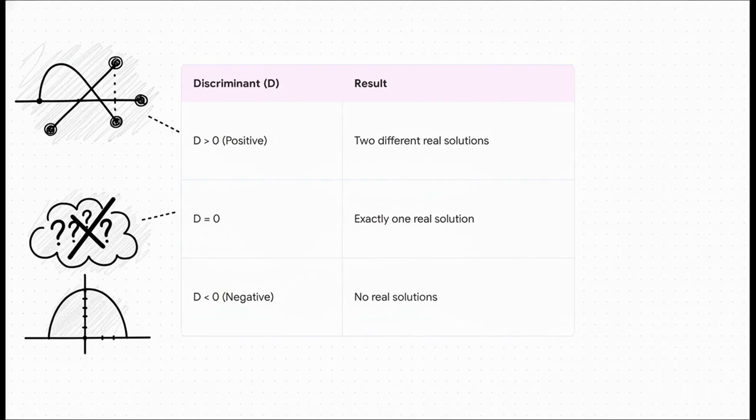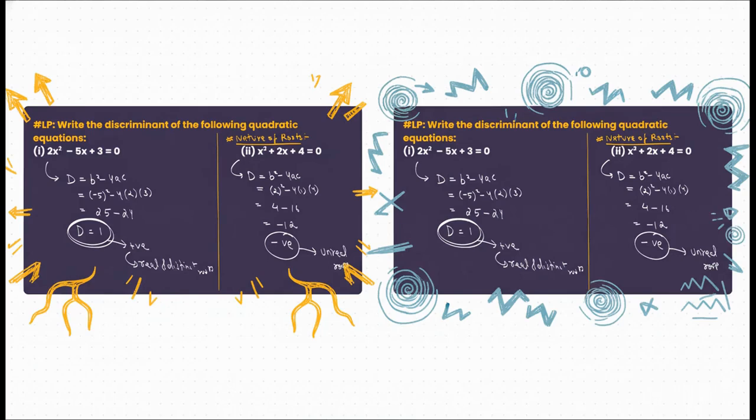Check it out. If your discriminant D comes out to be a positive number, boom, you know you're going to end up with 2 different real solutions. If D happens to be exactly 0, you'll get exactly 1 real solution. And if D is a negative number, well, you can't take the square root of a negative number, right? Not with real numbers anyway. So that means there are no real solutions. It's that easy.